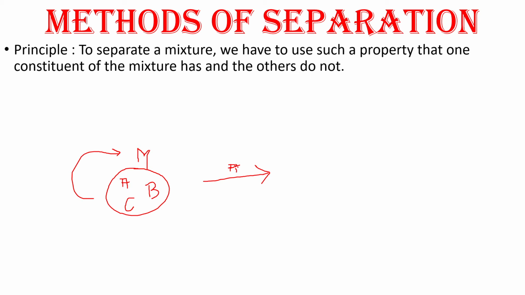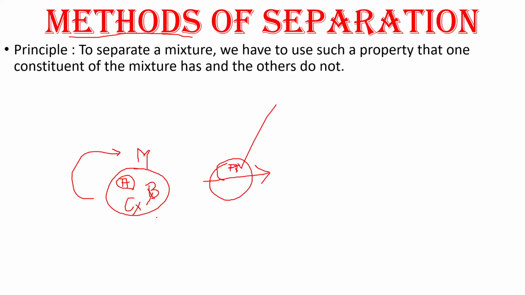So for separating A from this mixture, I would be using such a method or such a technique which involves a property that is unique to A. I would take a property that only A has, and B and C do not have. So that would be easy for me to separate A from B and C.